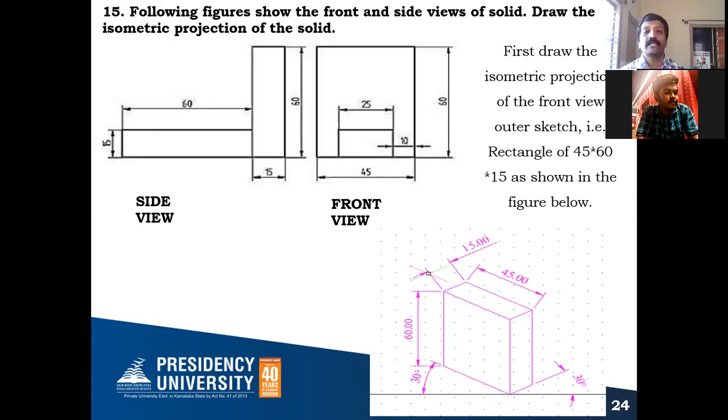So if you do till here, this completes the isometric projection of the right side of the solid. So this solid's isometric projection is completed.